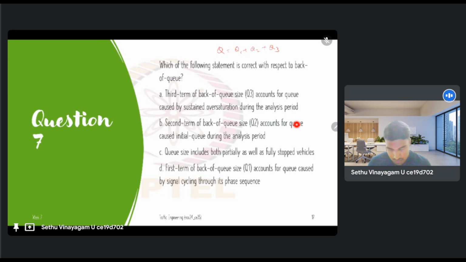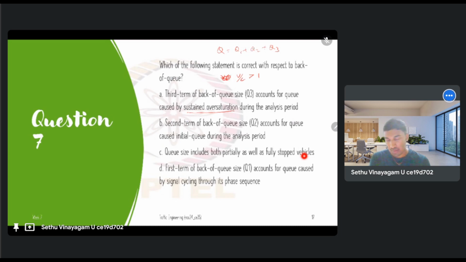Okay, so here it says the third term accounts for the Q caused by sustained oversaturation during the analysis period, right? Again, this is due to the V by C ratio being greater than 1. So this is what causes sustained oversaturation, because when V is greater than C, you will have Q that will be carried over to the future cycles.